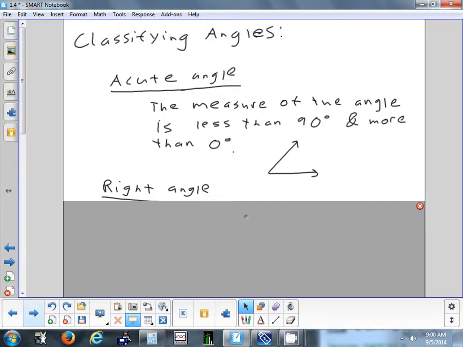Okay, a right angle. Right angles come up quite a bit in trigonometry when we use triangles. So right angles are important. Selena?